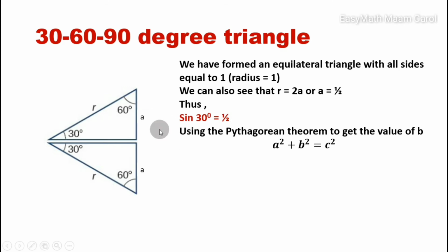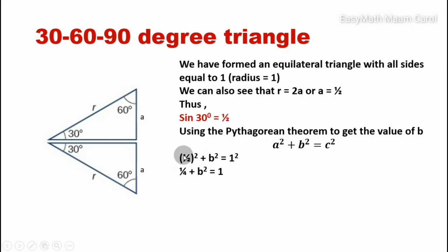Now, ano na lang yung nawawala pa natin? Yung adjacent, di ba? We don't know that yet. Now, using the Pythagorean theorem to get the value of B, o yung tinatawag natin na adjacent side, diba? So, we have here, yung C yung hypotenuse, yung A yung pinaka-opposite natin. Ito, yun yung inassign natin doon na value. We will now be looking for B. Okay, so, substituting everything. So, yung A natin, which is 1 half, at yung C natin, which is 1, we have here this equation, 1 half squared plus B squared is equal to 1 squared.